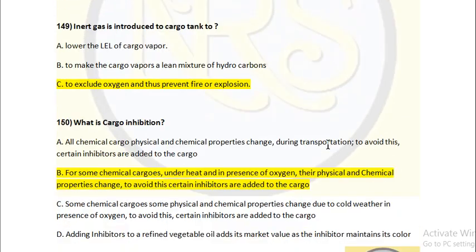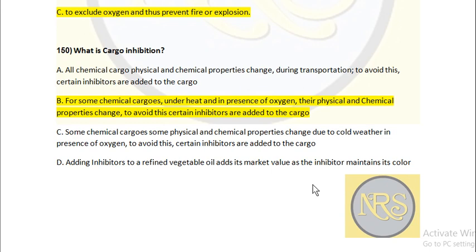Question number 150. What is cargo inhibition? Option A. All chemical cargo physical and chemical properties change during transportation. To avoid this, certain inhibitors are added to the cargo. Option B. For some chemical cargoes under heat and in presence of oxygen, the physical and chemical properties change. To avoid this, certain inhibitors are added to the cargo.